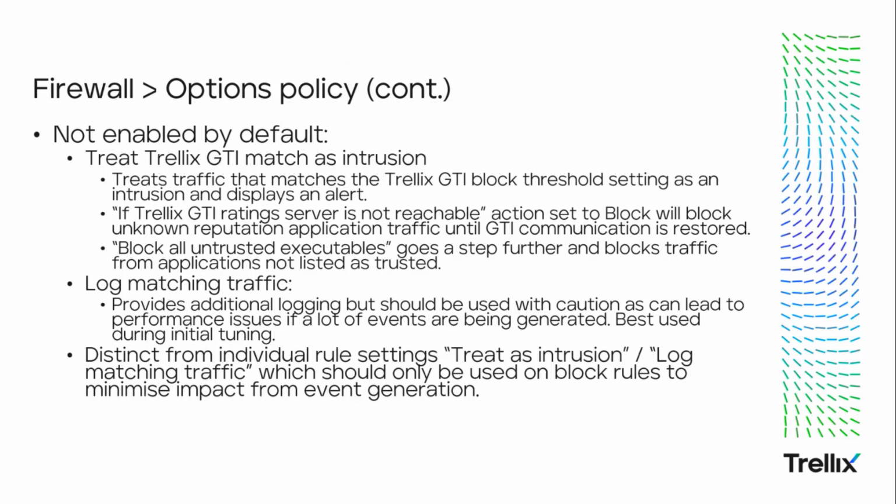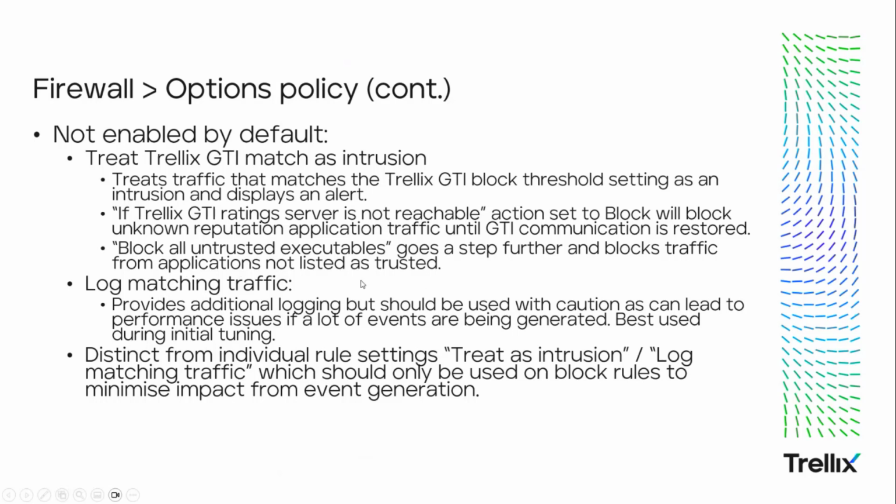This does have a sub option, which is if Trellix GTI rating server is not reachable. By default, it's set to allow, but if you set this to block, then you need to understand the consequence. If for any reason your GTI communication is down and you cannot get a rating for an IP or a domain, then the firewall is going to take the default action to block until that communication is restored. So you may find that, for example, internal sites or web apps, which typically might not even have a reputation, will be blocked anyway, simply by virtue that we couldn't even go and see if there was a reputation for it.